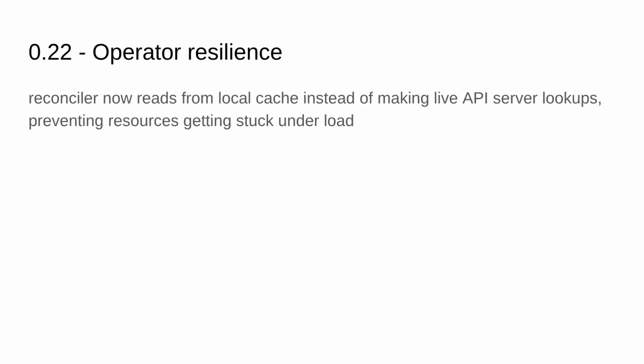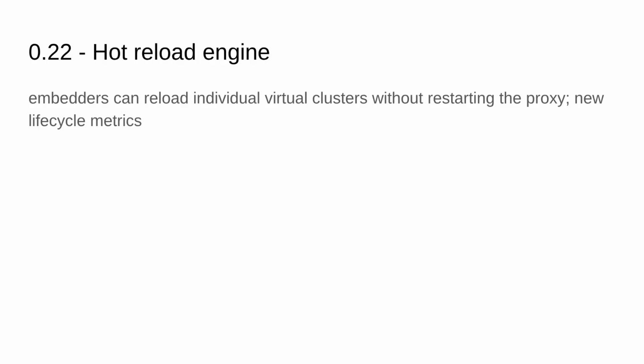We improved operator resilience, so the reconciler now reads from a local cache, so there's just less chance of us getting stuck under load. The hot reload engine was completed in 0.22. Very cool. This means that embedders of Kroxylicious can reload individual virtual clusters without restarting the whole proxy. And there are new lifecycle metrics around that. One thing we don't have is any integration in the standalone proxy or the operator deployed proxy to reload, say, configuration files. So maybe that'll be off in the future.